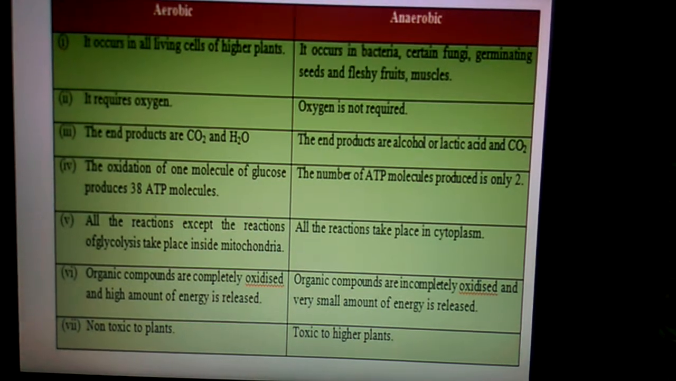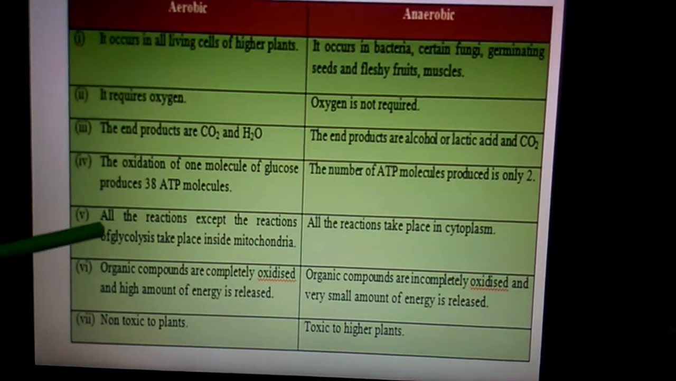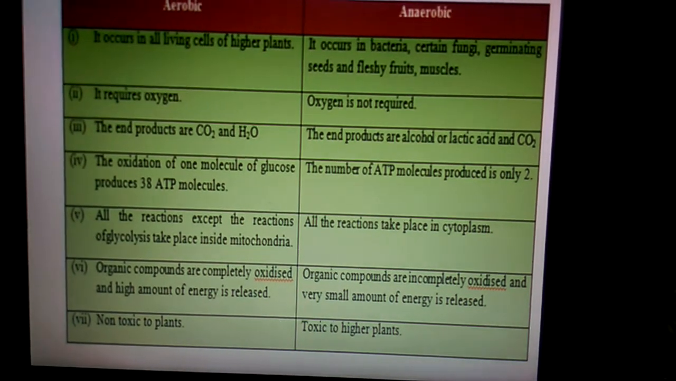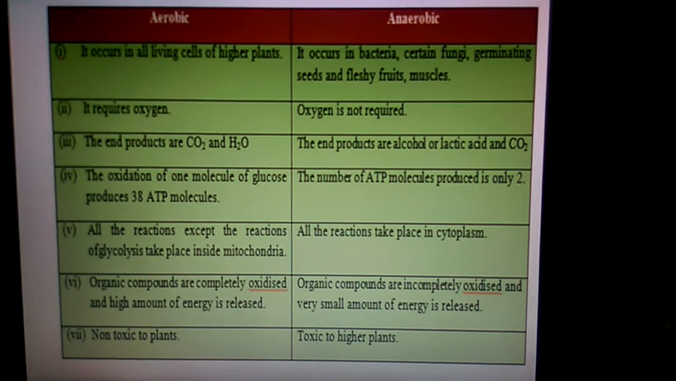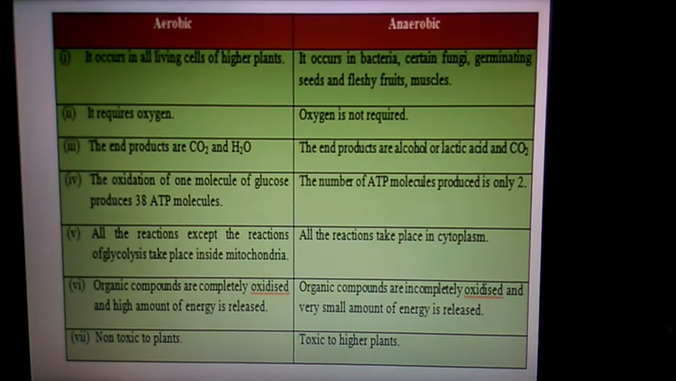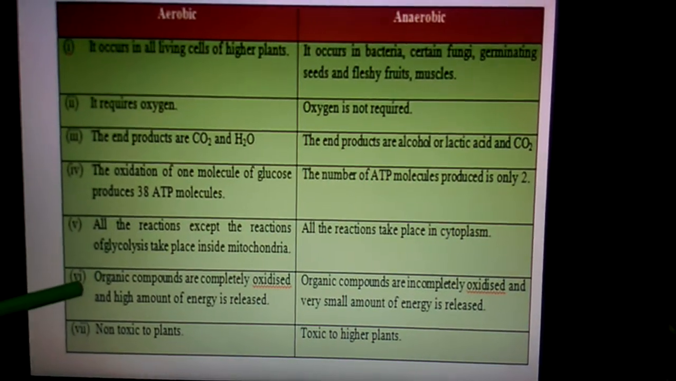The number of ATP molecules produced is only 2 in anaerobic respiration. All the reactions except the reactions of glycolysis take place inside mitochondria in aerobic respiration, and in anaerobic respiration all the reactions take place in the cytoplasm.